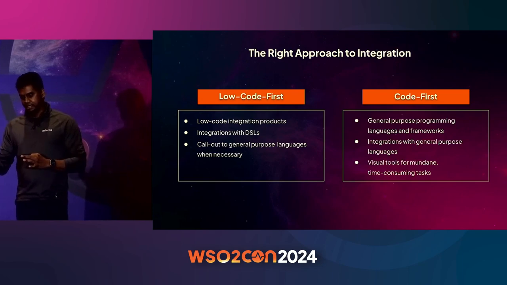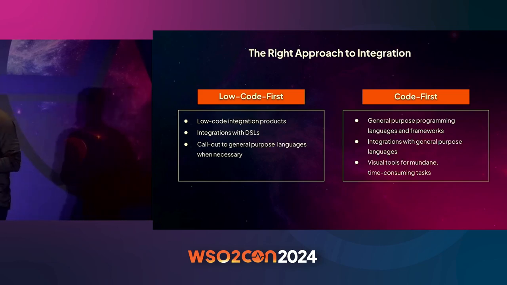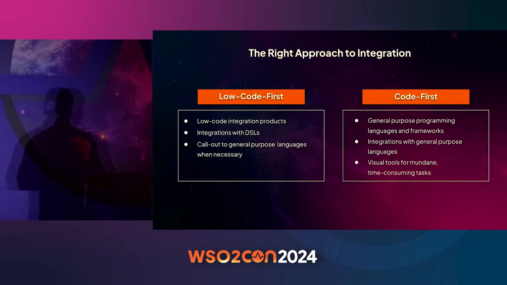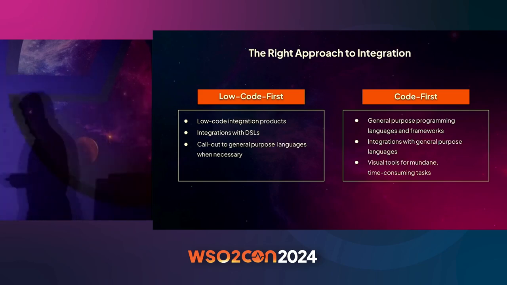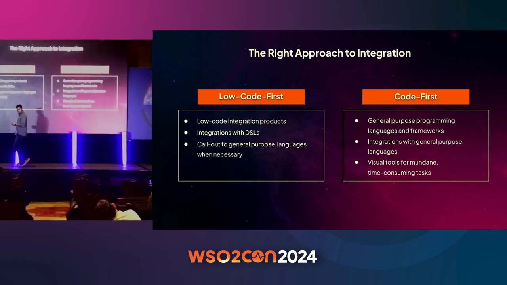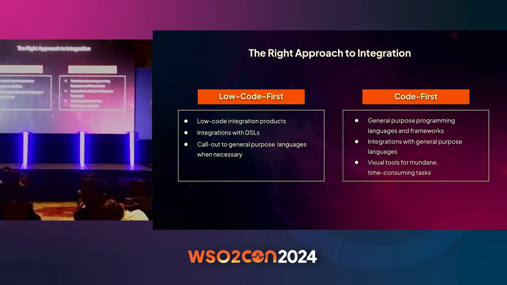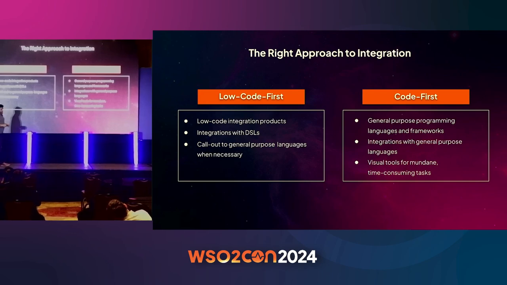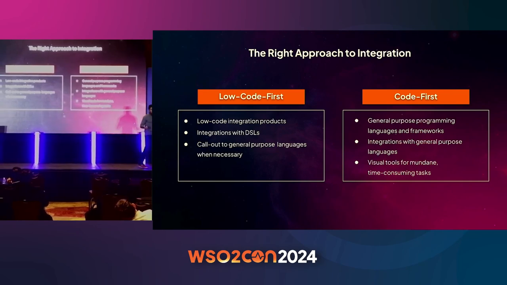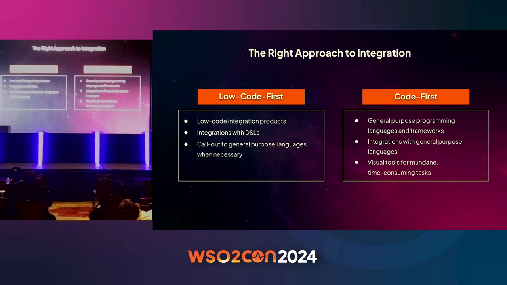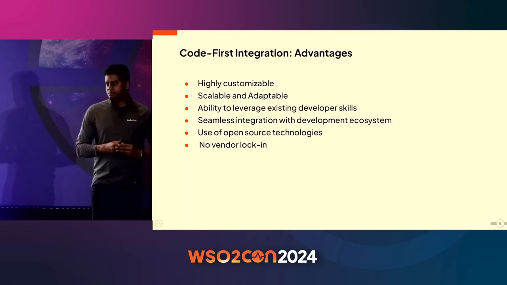The next one is code first. The idea here is, this is not something we are just telling. There are people, there are customers, who are using this in the industry. You start from general purpose languages like Java, C Sharp, Go, any language, and then you do integration. But what are the advantages of those? I think this is obvious.